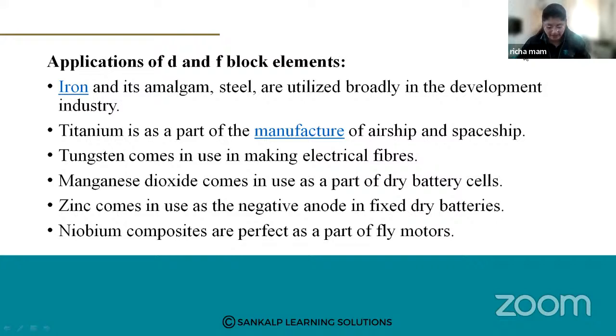Then manganese dioxide is used as a part of dry battery cells. So we are making use of manganese dioxide in dry battery cells. Then zinc. Zinc is used as the negative anode in dry batteries.